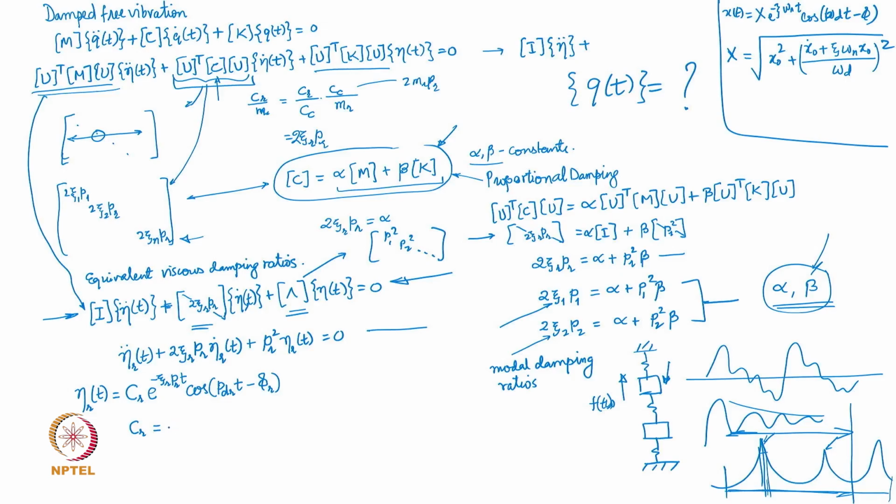So one way is to use this equation here, writing this as eta r naught square. So this is x naught plus you have eta r dot naught plus zeta r p r eta r naught over p d r whole square, and then square root of it.